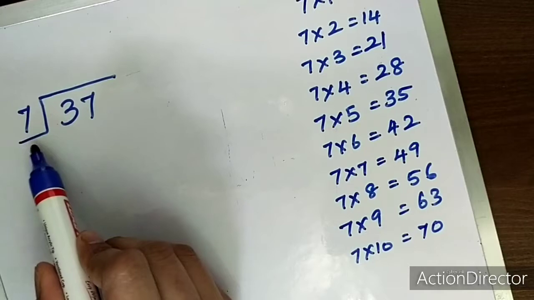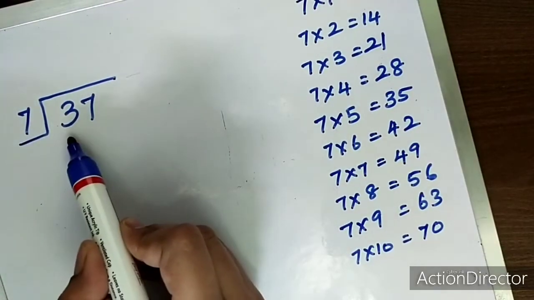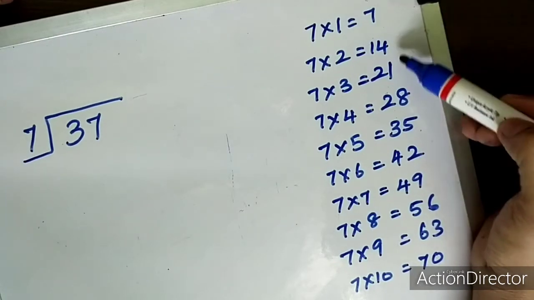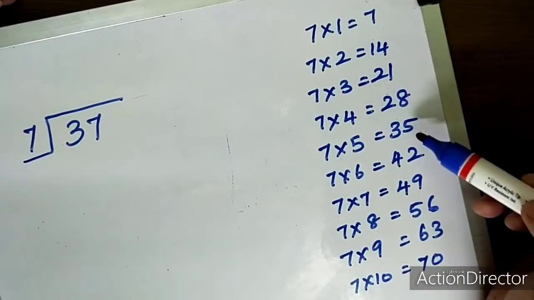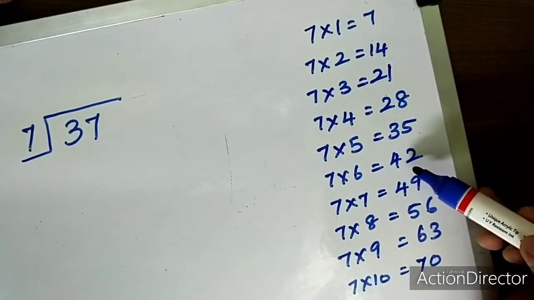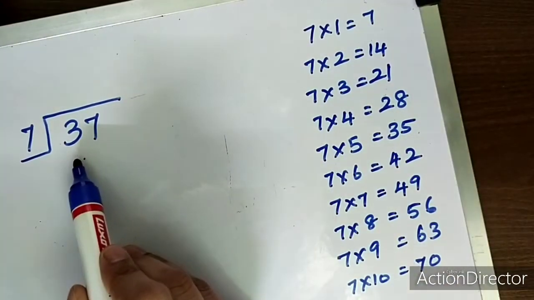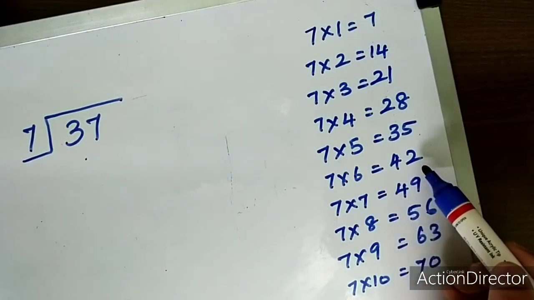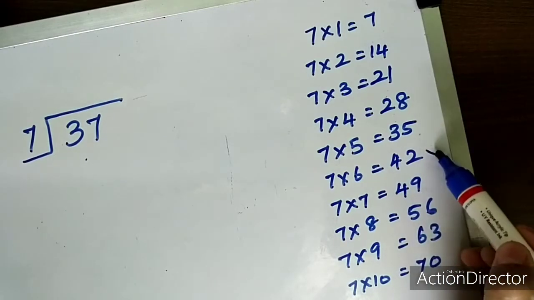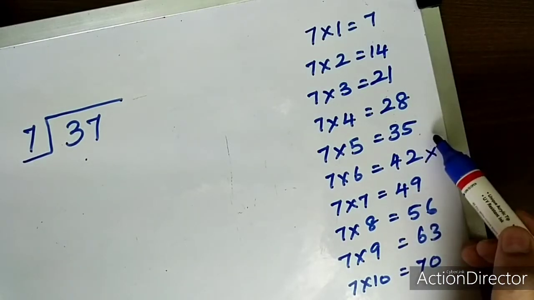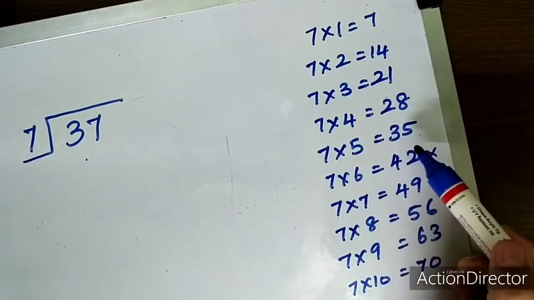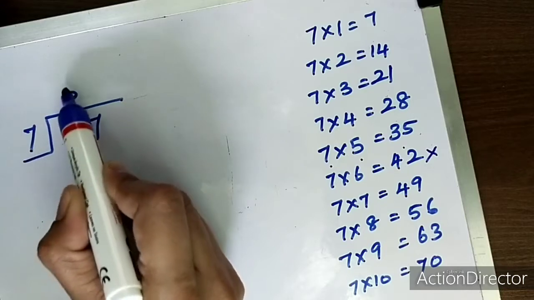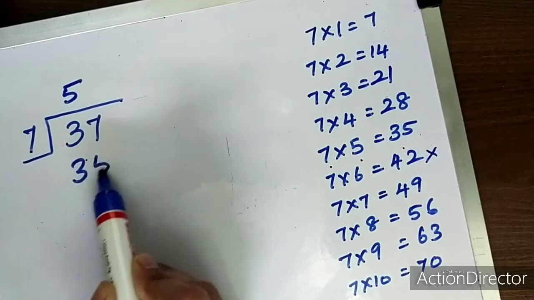Now we are going to see in the 7 tables, will 37 come? 7, 14, 21, 28, 35, 42. 7 sixes are 42. 42 is greater than 37, so we should not take this number. We should take the number before, that is 7 fives are 35.